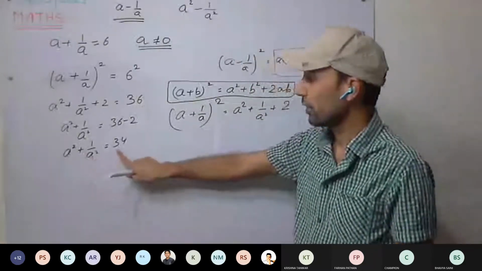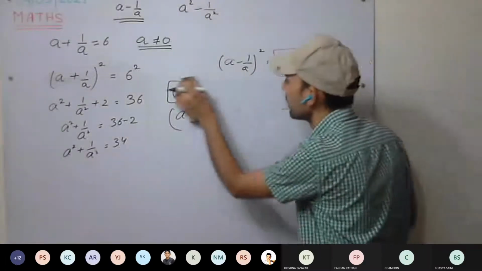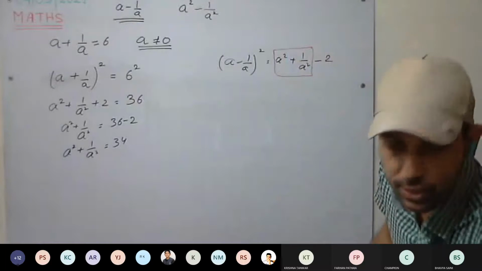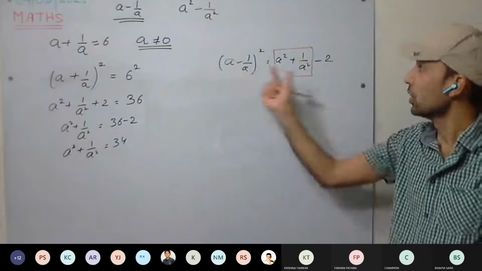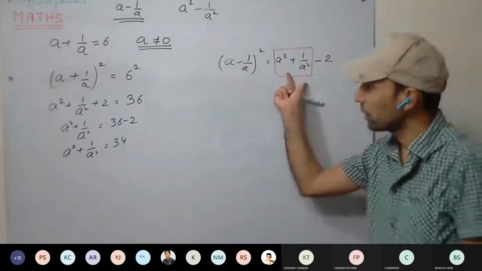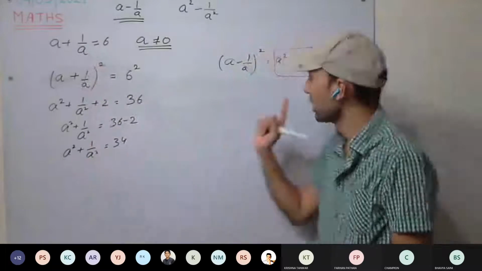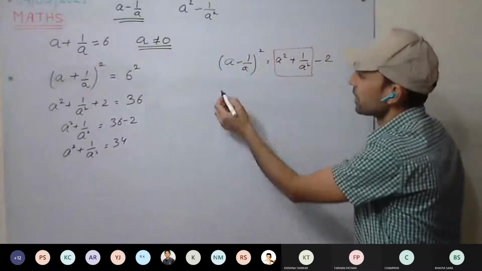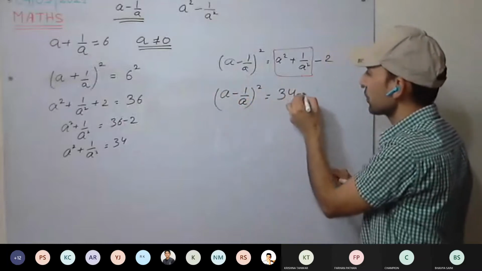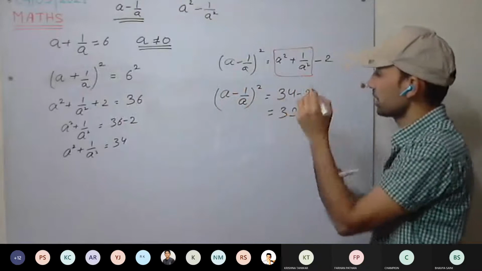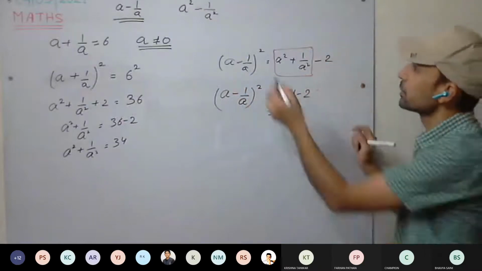So a square plus 1 upon a square value you got. Now what you have to do? We'll put its value in here because we need to calculate a minus 1 upon a. For this, we require the value of this one. So we have calculated its value from what is being given. Now we have to just put that value here. So a minus 1 upon a, the whole square, it will be how much? 34 minus 2. How much? We have got 32.